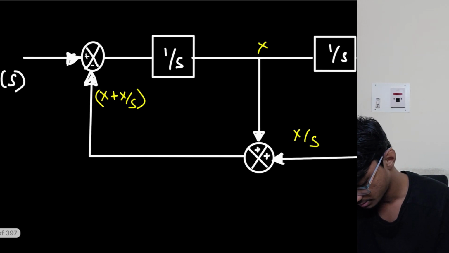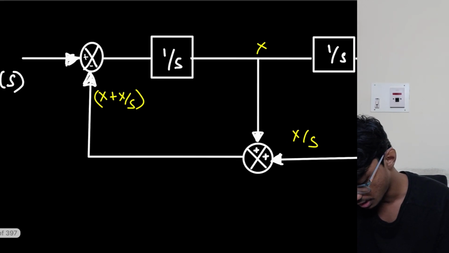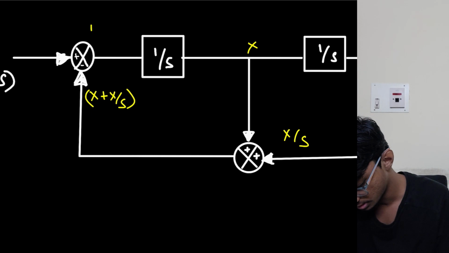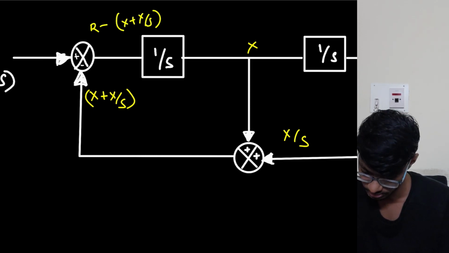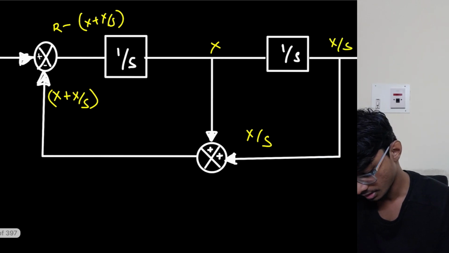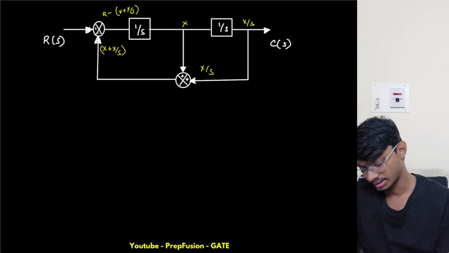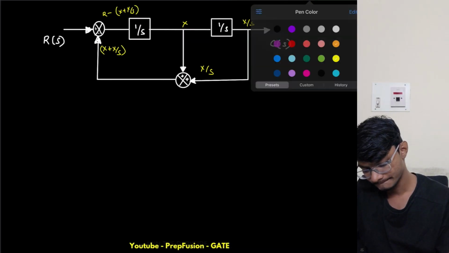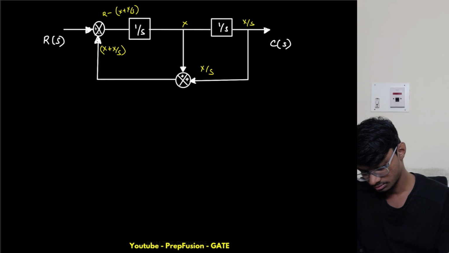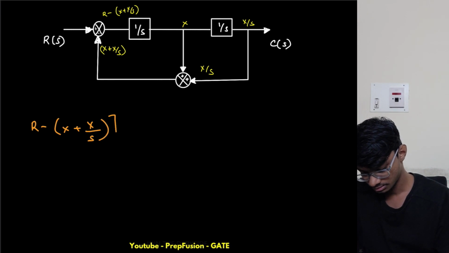What does this become? This is R of S. So this becomes R minus X plus X by S. Now if I multiply 1 by S with this one, I should get X back, right? So that is what I will write in the equation. R minus X plus X by S, into 1 by S equals my X.